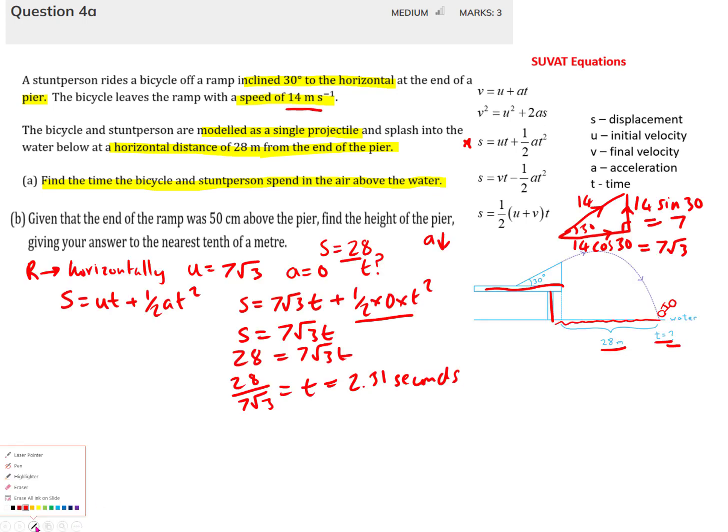Now let's have a read of part B, and we have to be careful here, because what does it tell us? Given that the end of the ramp was 50 centimeters above the pier, so we've got to remember our units. That's 0.5, because everything is in meters. So 50 centimeters is 0.5 meters.